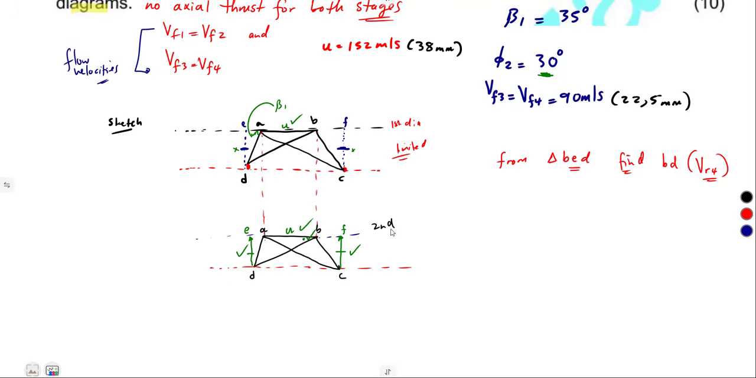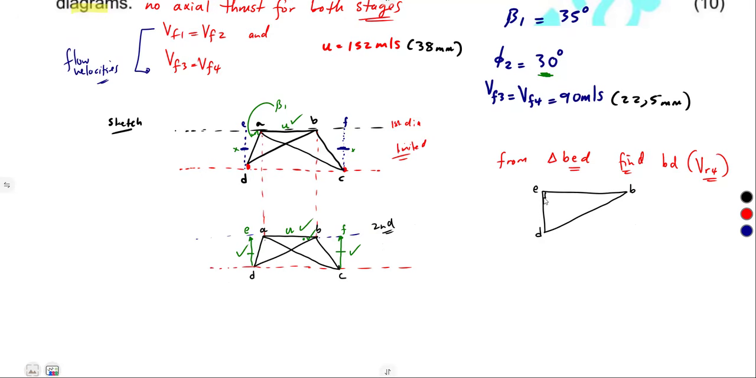All right, we are focused on the second diagram. It's a right angle triangle from B to E to D, formed like this. This is where point B is, this is our point E, and this is our point D. So ED is the flow velocity.